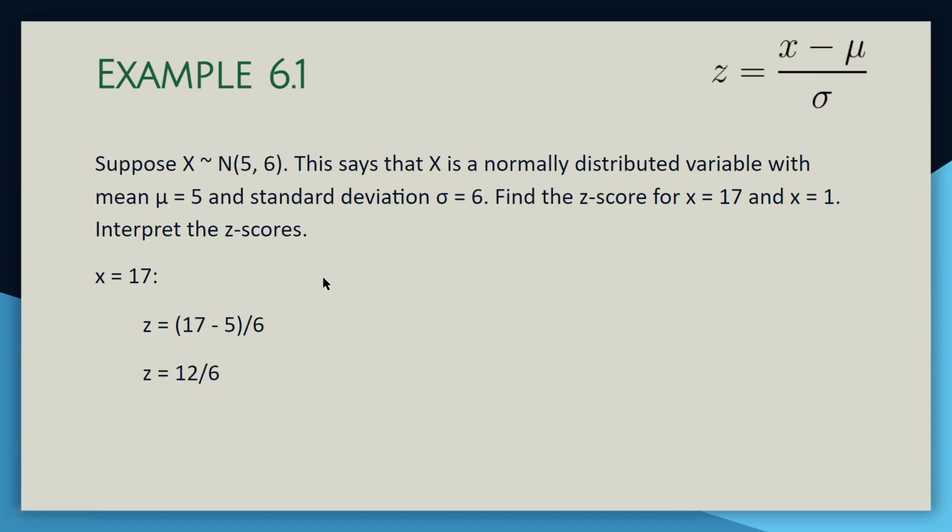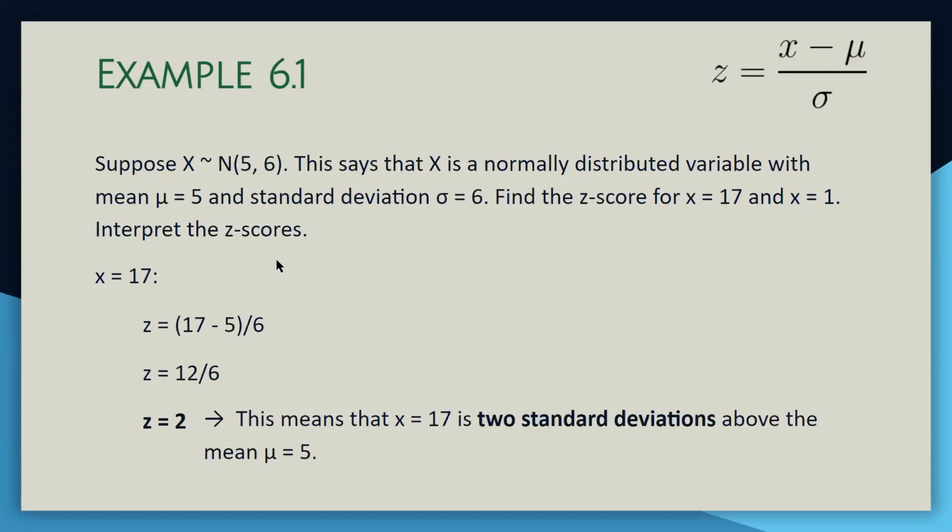I know 17 minus 5 is 12, and I know 12 divided by 6 is 2. So a raw data value of x equals 17 produces a standard z-score of 2. And what that tells us is that 17 is exactly 2 standard deviations above the mean of 5.